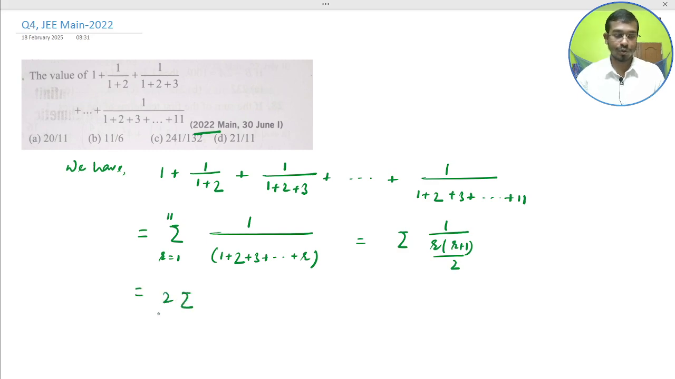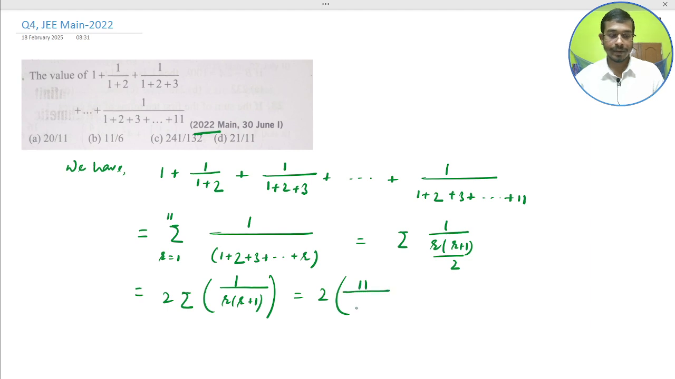So this would become 2 times the summation of R from 1 to 11 of 1 divided by R into (R plus 1). Put this value: 11 by 11 plus 1. Okay, so 11 into 11 by 12, that 2 by 6, so 11 by 6. 11 by 6 would be the correct answer. Option B would be the correct one.